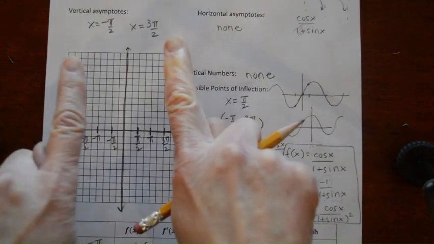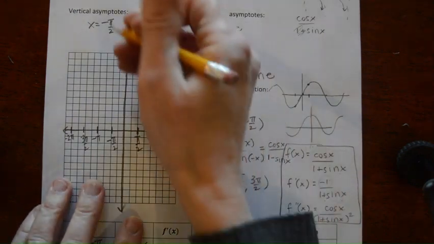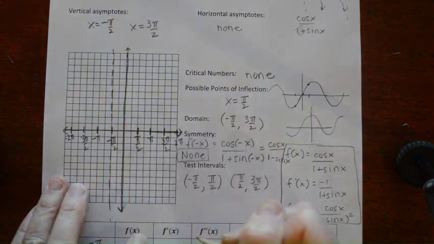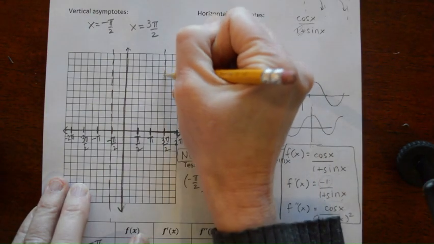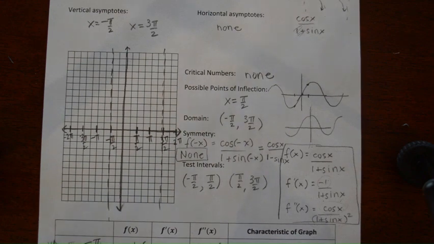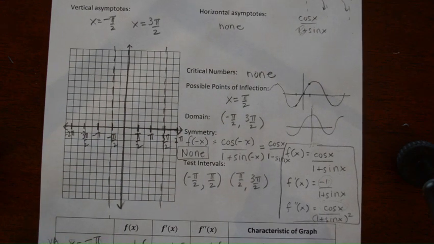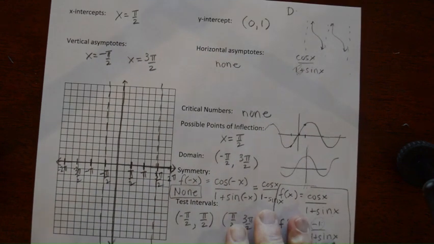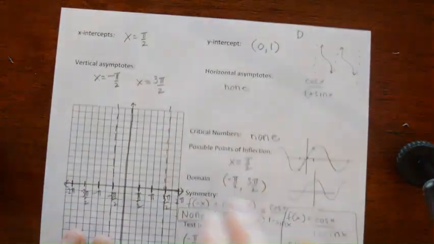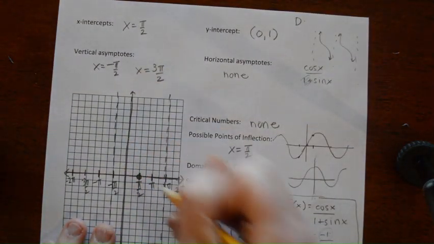Again, we only need this strip right here, but we'll just kind of continue it on. So negative pi over 2 is going to be a vertical asymptote, and positive 3 pi over 2 is going to be an asymptote. Okay, let's add some stuff here. We know that our x-intercept is going to be at pi over 2, so let's put that dot right there.